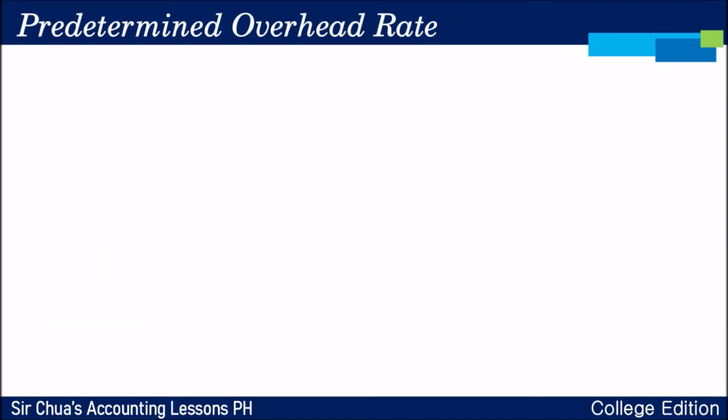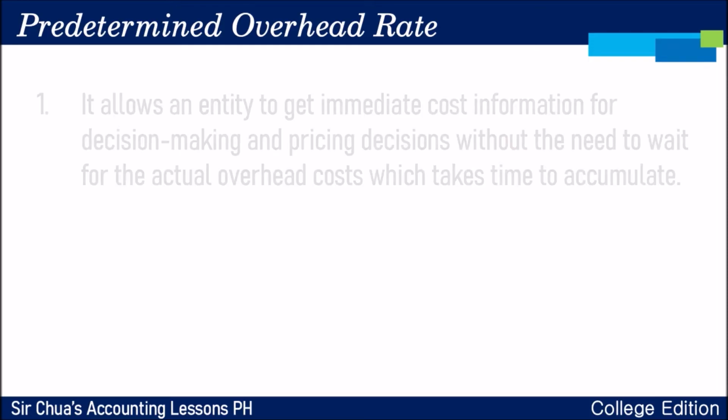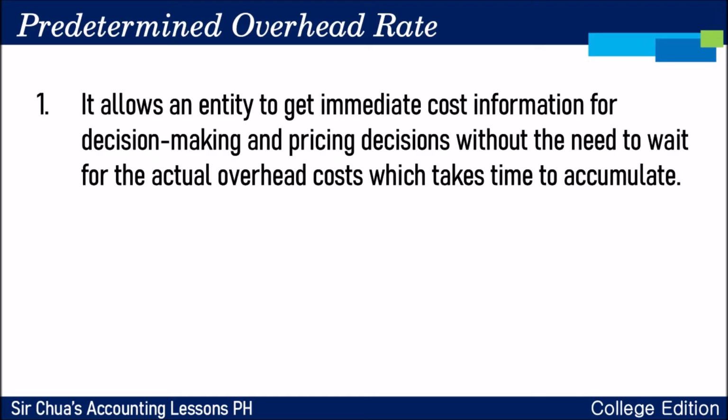Okay, so predetermined overhead rate. Bakit po ba tayo gumagamit ng normal costing system? Bakit po ba tayo nagkakaroon ng applied overhead? At bakit po tayo naggagamit ng predetermined overhead rate? Number 1, it allows an entity to get immediate cost information for decision making and pricing decisions without the need to wait for actual overhead cost, which takes time to accumulate. So if you will be waiting for the total actual overhead cost, it would delay your decision making. It would delay your pricing decisions.